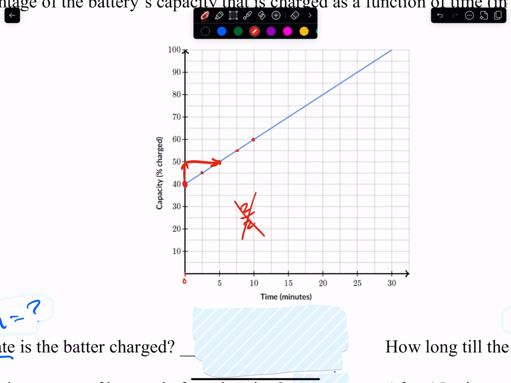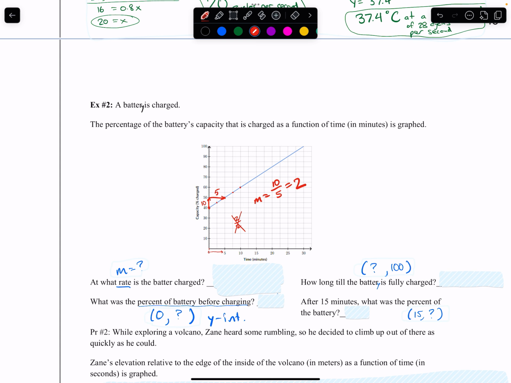Even though we went up 2 boxes, we went from 40 to 50. So that is a rise not of 2, but of 10. And then the run, even though it looks like we went to the right 2 boxes, we went from an x-coordinate of 0 to an x-coordinate of 5. So our slope is 10 over 5, which is 2. And that's our slope. Remember to include your units. We went up 2% for every minute.